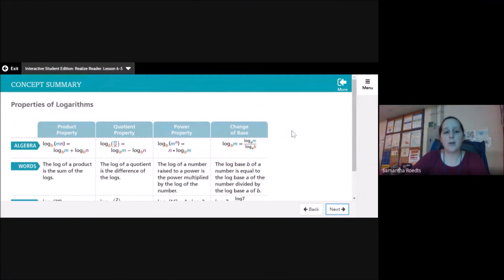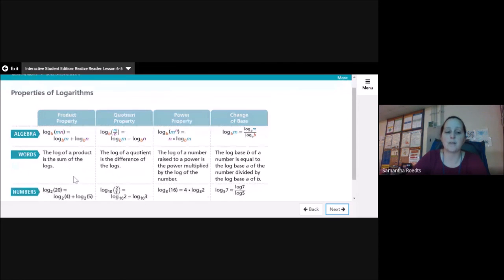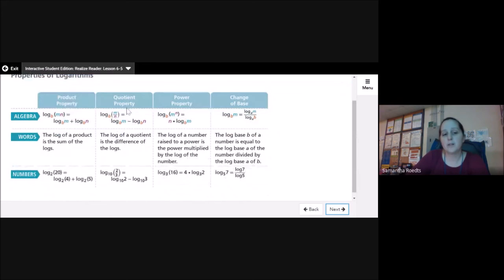All right, concept summary, properties of logarithms. We have the product property, the quotient property, the power property, and then the change of base formula. So 4 major things in this unit, this chapter. My product property tells me that I can split these up when they're multiplied. If they have the same base, I can rewrite them as an addition. So the log of a product is the sum of the logs. For the quotient, if I'm dividing and they have the same base, I can rewrite it as a subtraction, or a difference of logs.